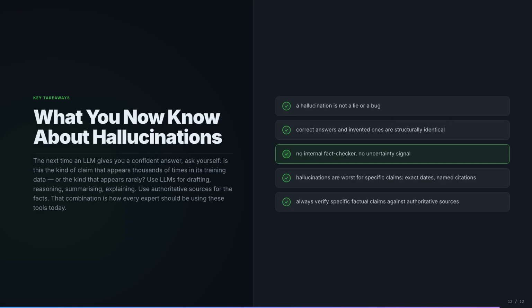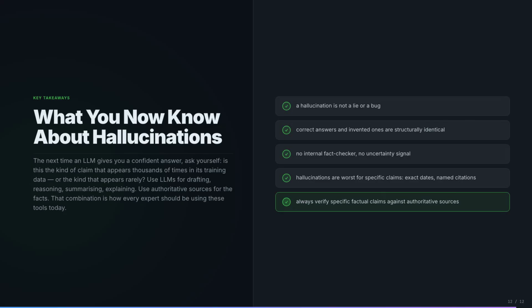Hallucinations are worst for specific claims: exact dates, named citations, precise numbers, obscure figures, and anything that happened after the model's training cutoff. These are the facts where training patterns are sparse and extrapolation is highest. You can reduce hallucinations by grounding the model. Give it the facts you want it to use directly in your prompt, ask it to quote sources you provided, and always verify specific factual claims against authoritative sources before acting on them.